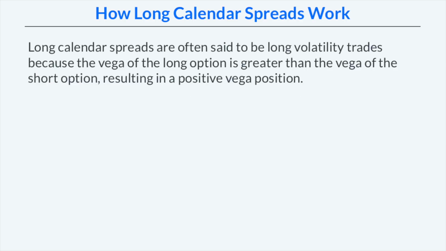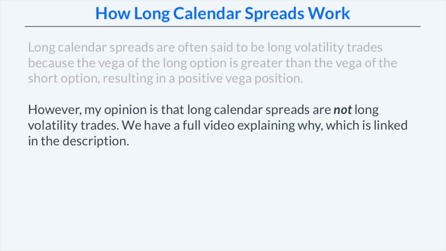Now I just want to end by saying that long calendar spreads are often said to be long volatility trades because the vega of the long option is greater than the vega of the short option, which results in a positive vega position. Now a position with positive vega is expected to profit if implied volatility increases. Now, unfortunately, my opinion is that long calendar spreads are not long volatility trades, and I'm not going to go into it here because I did a full video explaining this concept, which I'll link in the description. So go ahead and check that out if you want to know why I think long calendar spreads are not long volatility trades.